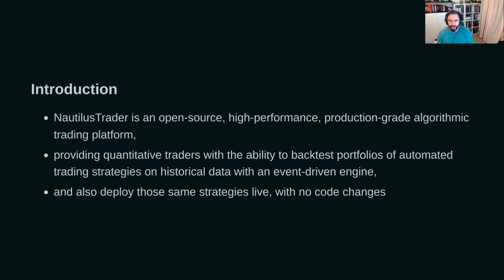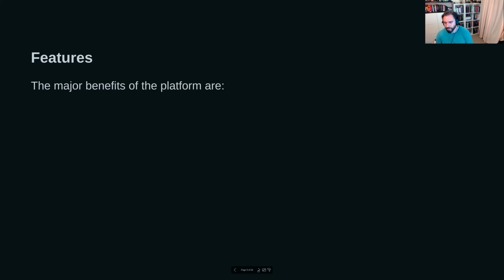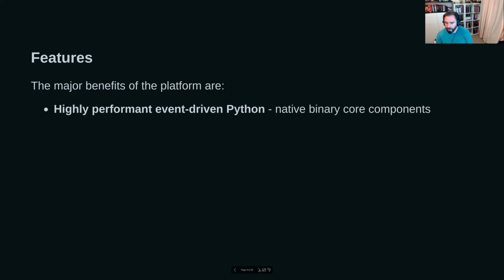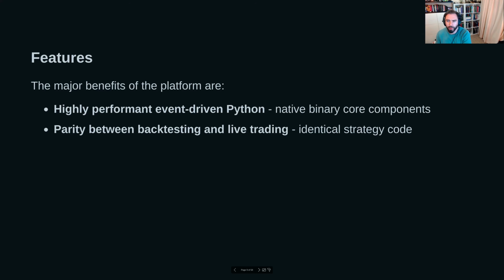There are alternatives, but it's very popular. But then having to re-implement the strategy in C++, C#, Java, there's a lot of developer time involved there. There's a risk that it might not be exactly the same. The quant dev might do something a little bit differently, and there's a loss of parity. So this is something that we want the platform to help solve, is being able to use that same strategy code. So the major benefits of the platform: highly performant, event-driven Python.